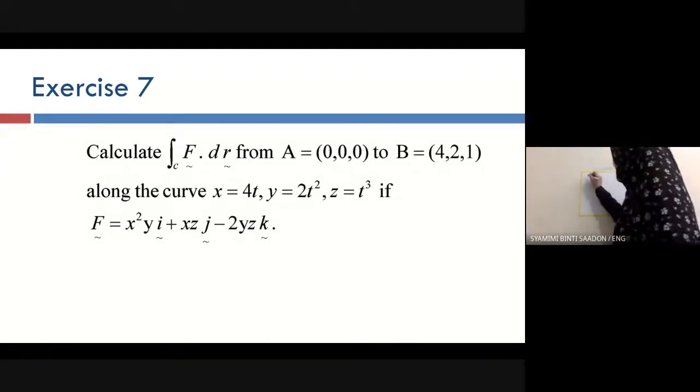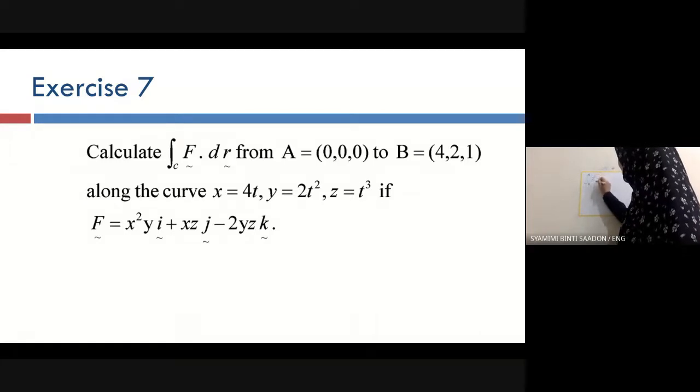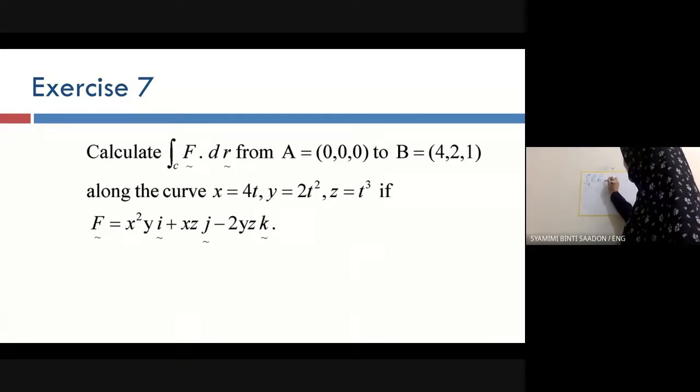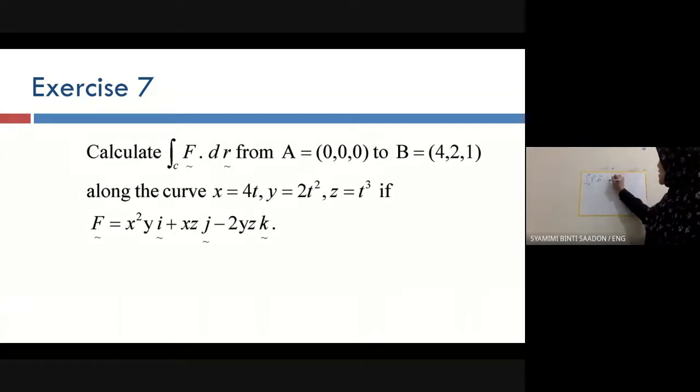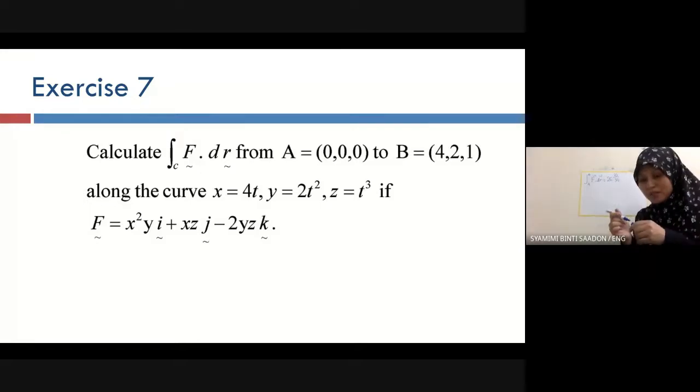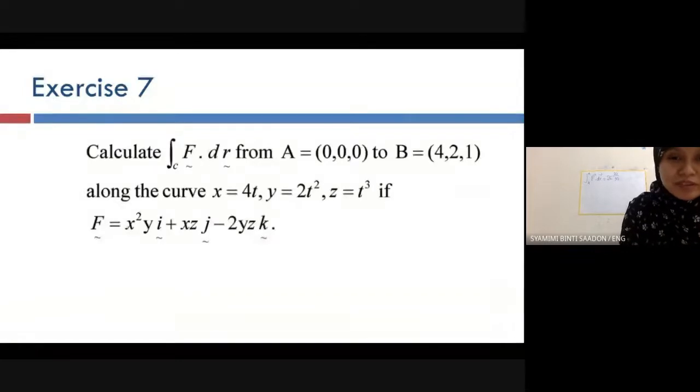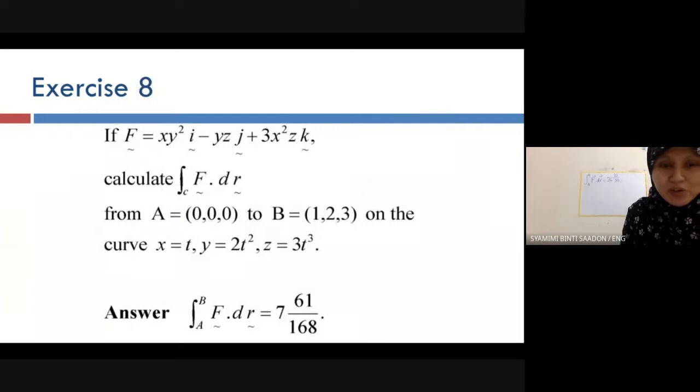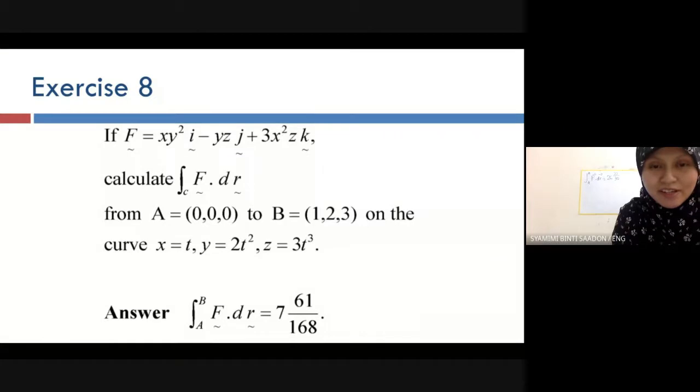So the answer of the integral from B to A of F·dr is 2623 over 30, or you can change it into decimal. Okay, that is exercise 7, and exercise 8 is also given here, and the answer is given here. You can try this by yourself. Exercise 8 is the same as exercise 7 just now.